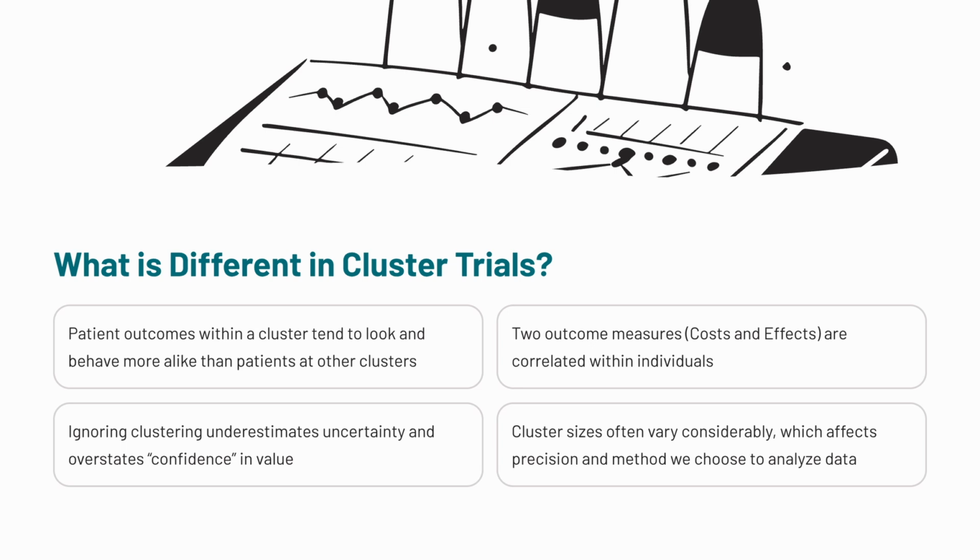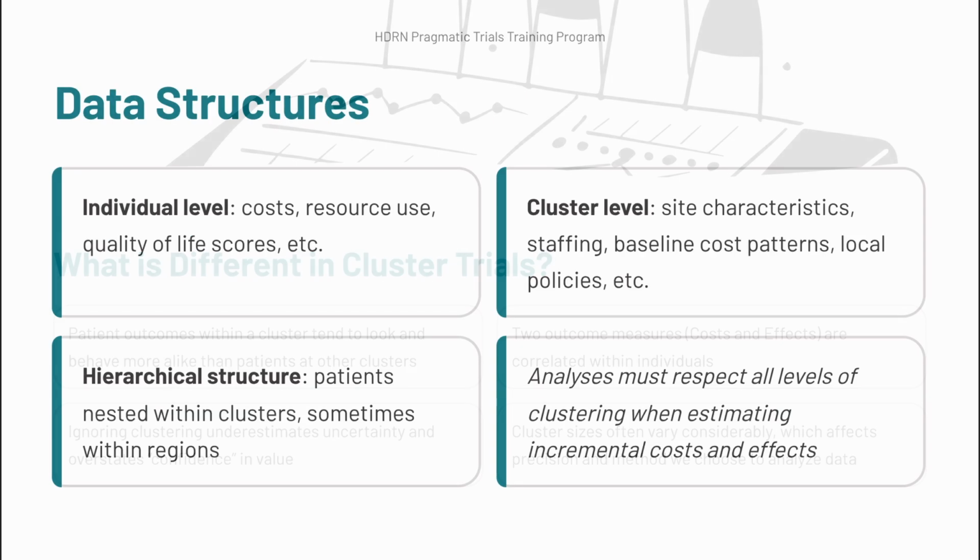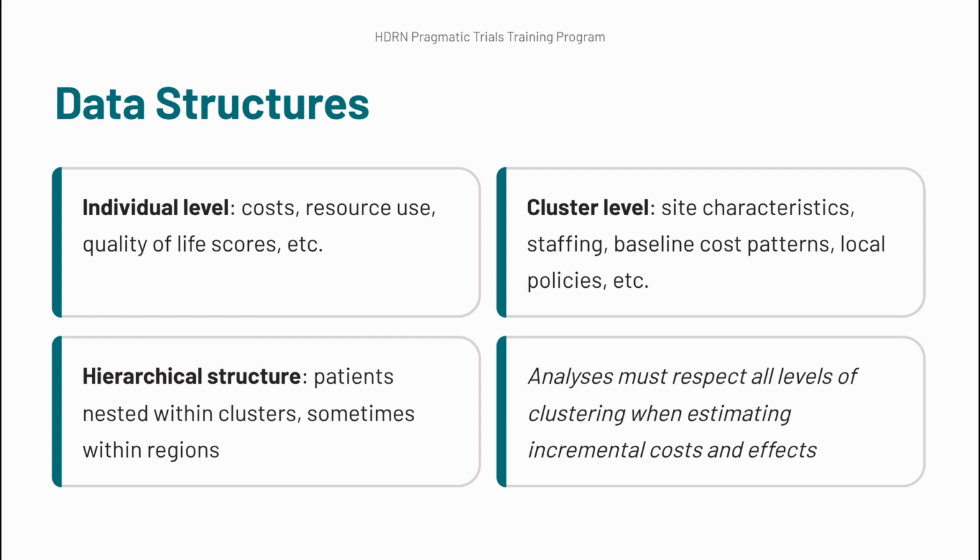This further complicates both design and analysis. Think about the data structure you might have. At the patient level, we have resource use, costs, and quality of life scores, and so on. At the cluster level, we also have features like site size, staffing patterns, and local policies. Beyond patients being nested within clusters, we might also see clusters being nested within regions or health systems that might impose their own level of correlation. Good analyses respect these hierarchies when estimating incremental costs, effects, and their joint uncertainty.